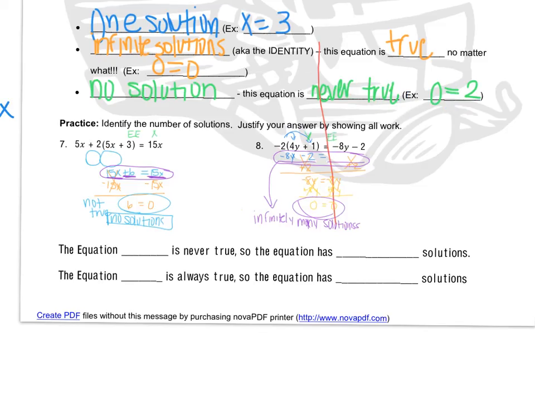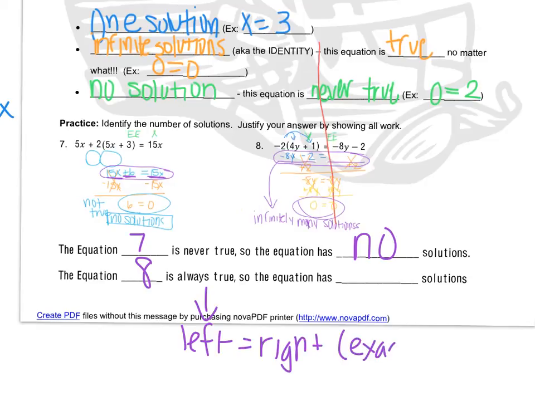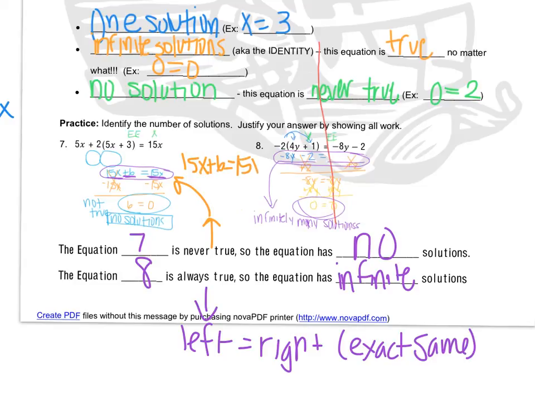So we have 2 questions here at the bottom. It says the equation blank is never true, so the equation has blank solutions. Well, the one that was never true was equation 7, and that means it has no solutions. And the equation 8 was always true. Remember, it's always true if the left side equals the right side. Like, they are literally the exact same. And so that's going to have infinite solutions. The ones that are never true are the ones that are going to turn out weird, where it's going to look like this, where it's going to have something like 15x plus 6 equals 15x.